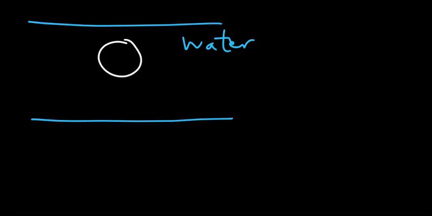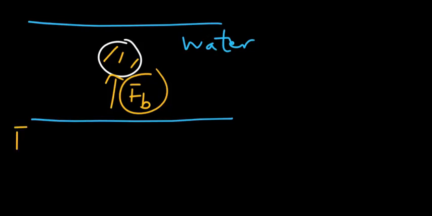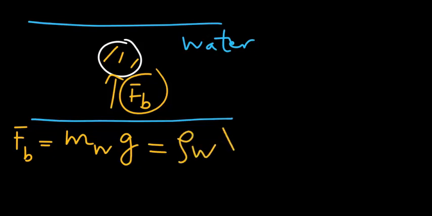Let's go back to the same system. So you have this object and it's immersed in water. So the buoyant force is upward. We want to calculate that. By definition, it is the same as the weight of the liquid displaced by that object. So in this case, it is the mass of that water times gravitational acceleration. The mass of water is quite simply the density of water times the volume of that water displaced, times gravitational acceleration.